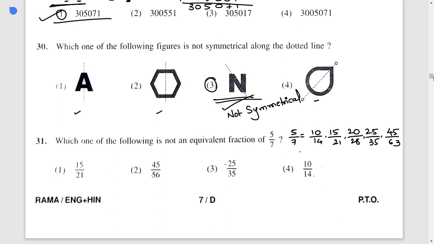So 10 by 14 it is there. 15 by 21 it is also there. Next 20 by 28, 25 by 35 it is there. 45 by 63, so 45 by 63 it is not there. So they have asked for the not equivalent fraction. So this is the correct answer here.